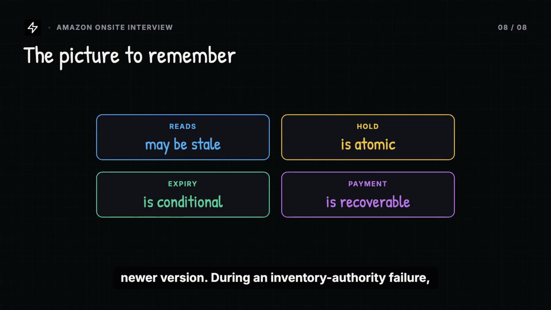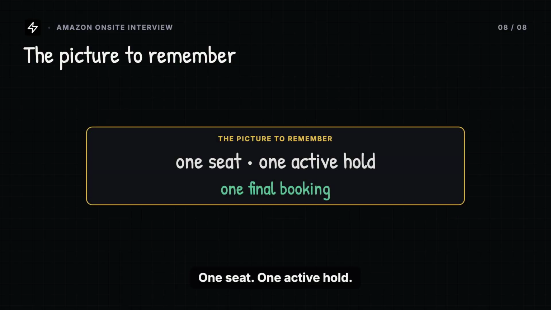During an inventory authority failure, the system may return conflict or pending instead of accepting more bookings. That sacrifices some availability to preserve the promise users care about most. One seat, one active hold, one final booking. That is how two buyers can race for A12, and only one leaves with the ticket.